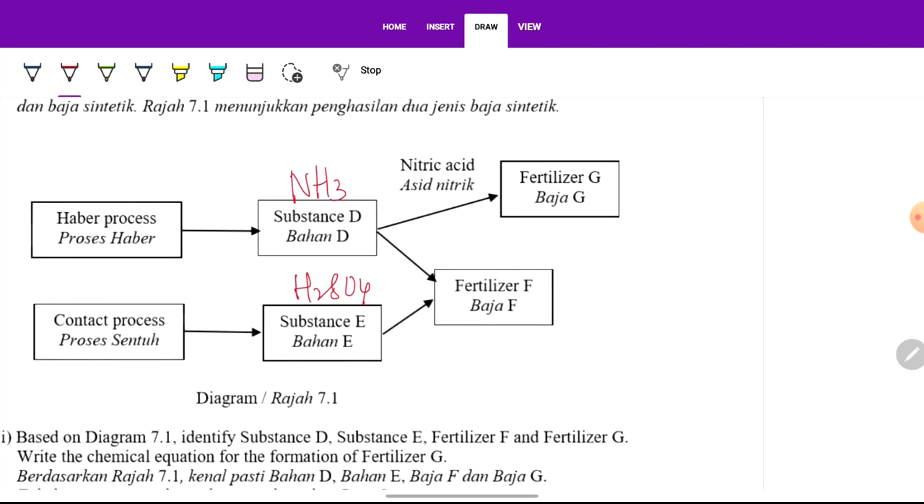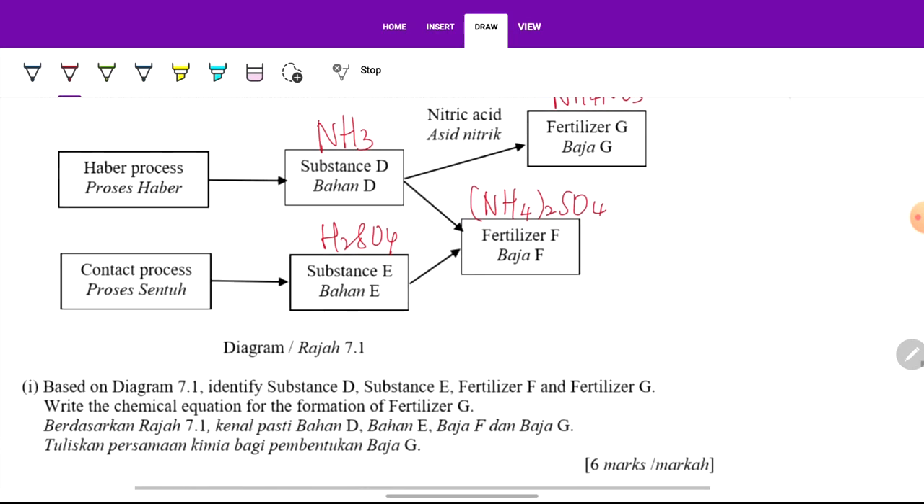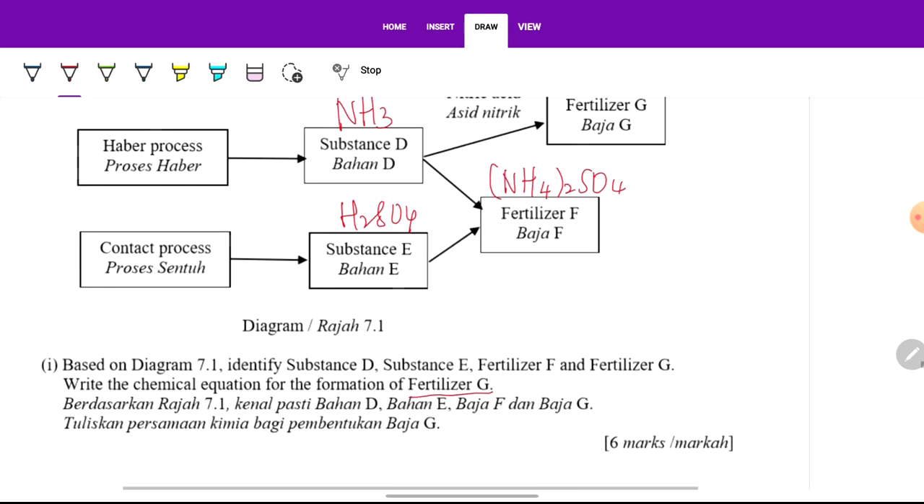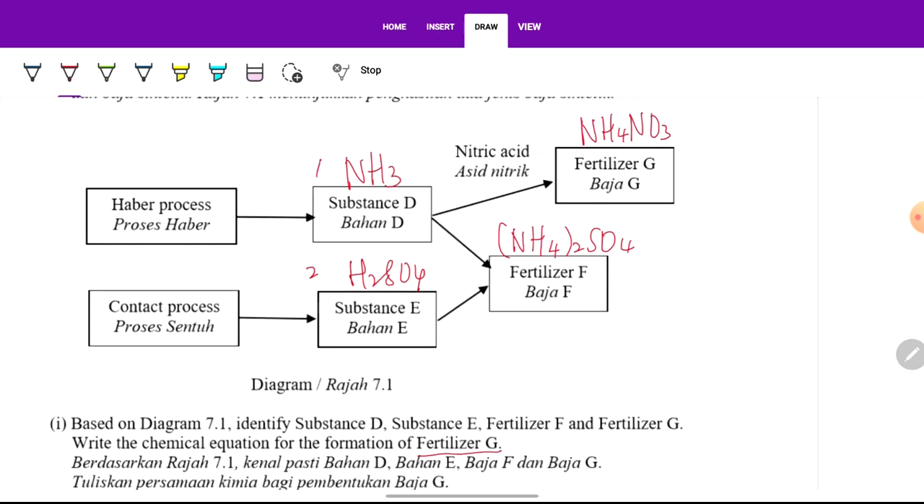After that, the ammonia reacts with the nitric acid, no? So it becomes fertilizer G. So actually we can predict that ammonia with nitric acid forms ammonium nitrate, no? So ammonium nitrate. Okay, then how about fertilizer F, ammonia with sulfuric acid, so this one becomes ammonium sulfate. Okay, yeah, so write the chemical equation for the formation of fertilizer G. Here already 4 marks, 1, 2, 3, 4, so another 2 marks is for the equation.